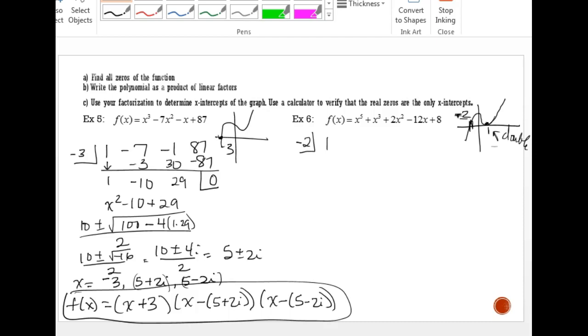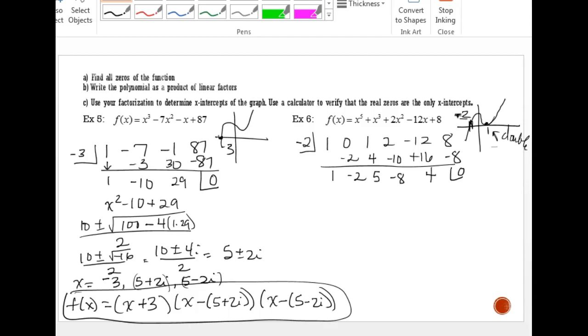Let's do 1, 0 because I need a 0 x to the fourth, then 1, 2, negative 12, and 8. Bring it down. 1 times negative 2 is negative 2. 2 times negative 2 is negative 4... this is 2, negative 4, then negative 10, negative 8, and this is positive 16. So that gives me 1, negative 2, 4, negative 8, and 0.